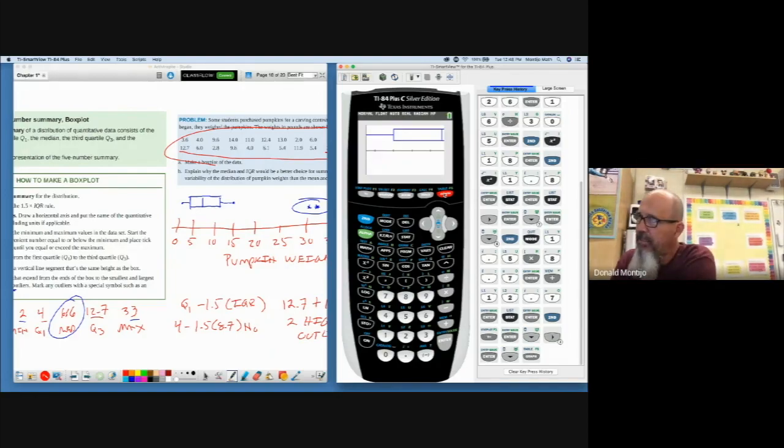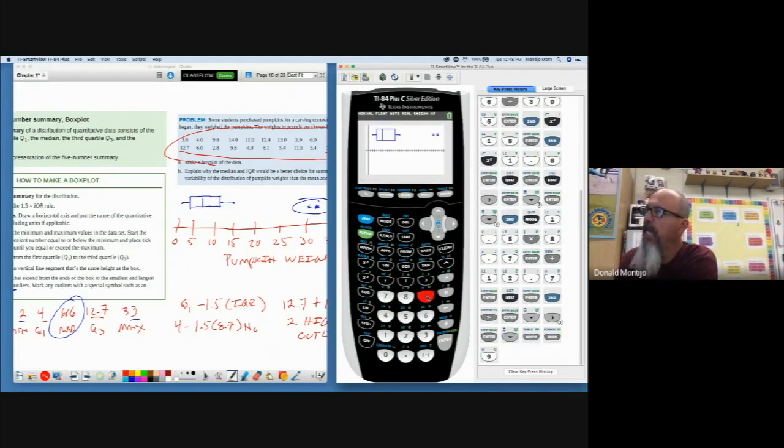And then we tell it graph. Uh-oh, I can't see it. It doesn't show me a whole lot. So remember, for us, it's always stat zoom. Zoom 9, zoom stat. Hey, check that out. That's the same graph that we made over here. Now, the calculator did all the work for us.